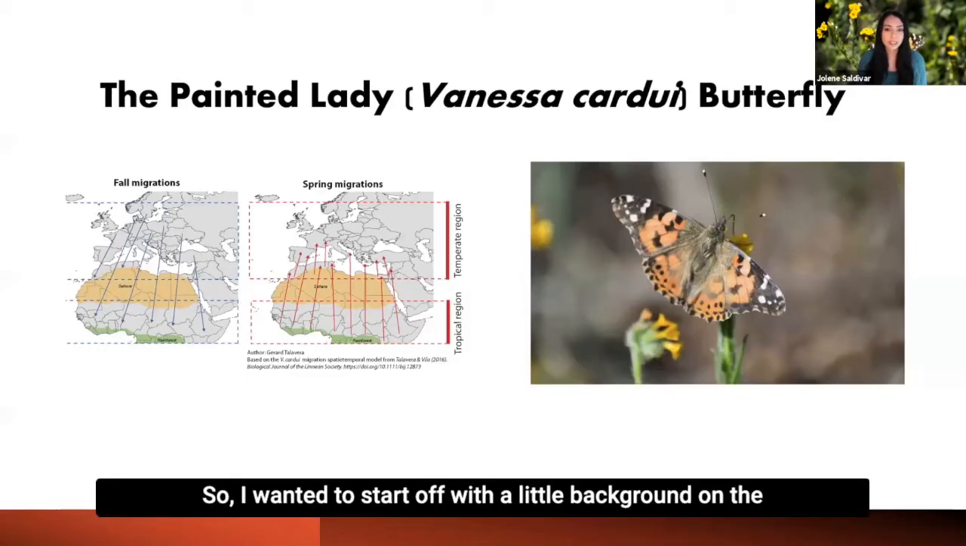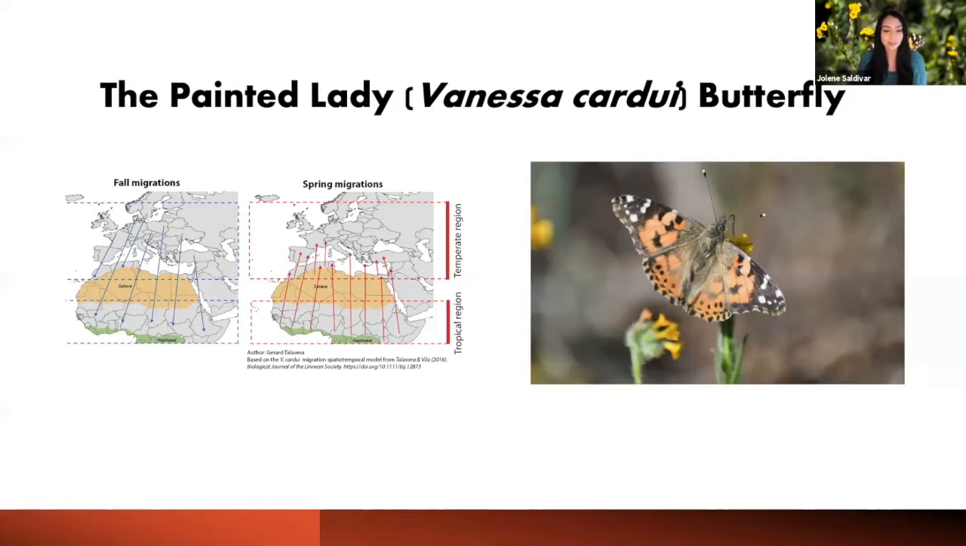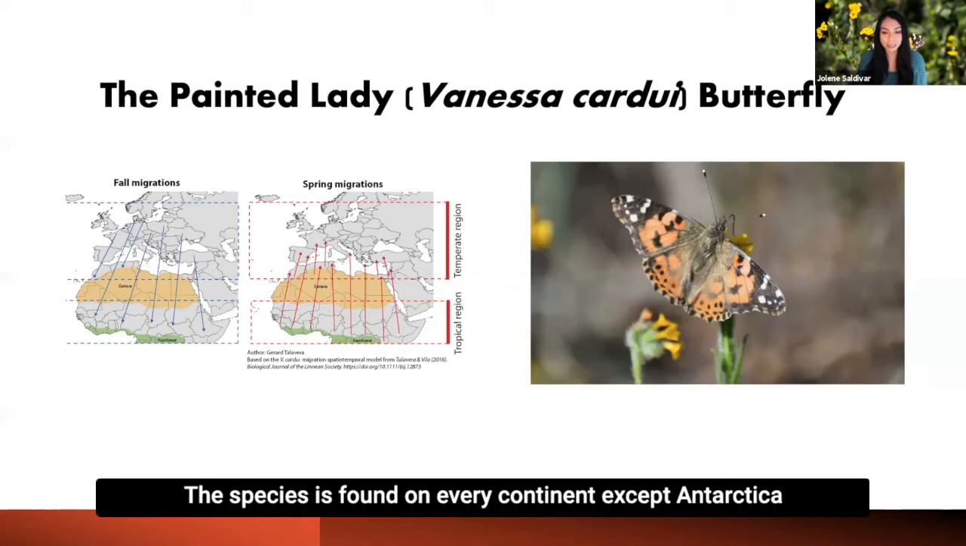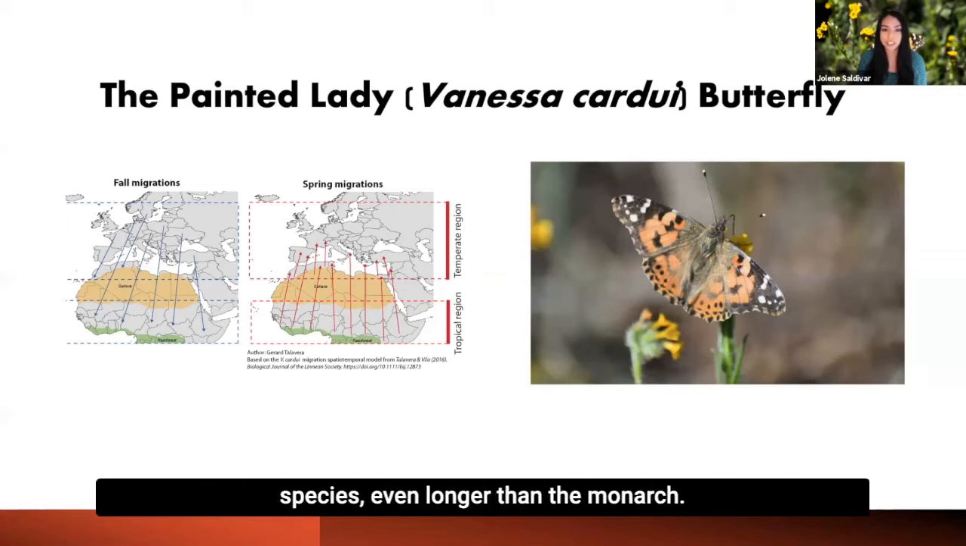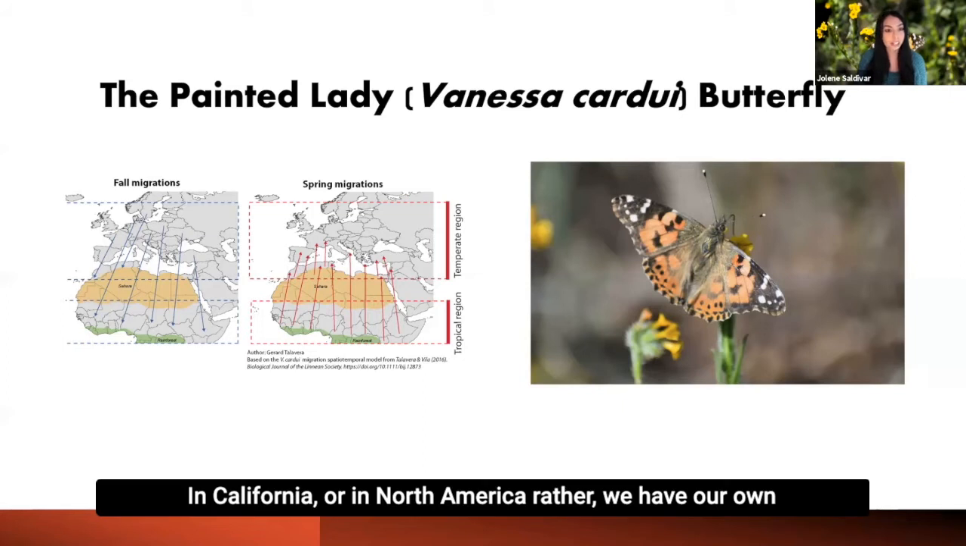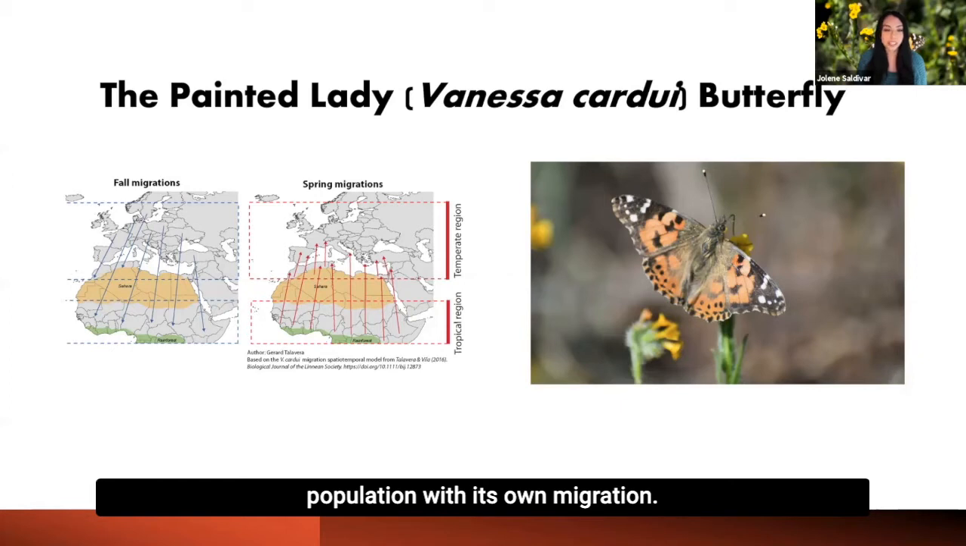So I wanted to start off with a little background on the species because it's very interesting. The species is found on every continent except Antarctica and South America. The Painted Lady migratory cycle in Africa and Europe can reach up to 7,500 miles in multiple generations, and this makes it the longest migration known for any butterfly species, even longer than the monarch. In California, or in North America, rather, we have our own population with its own migration.